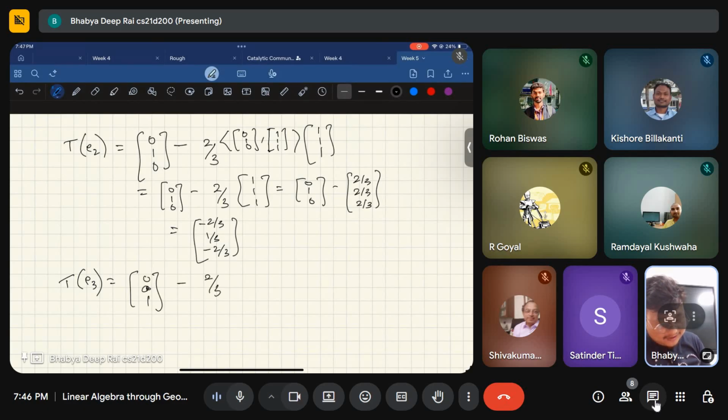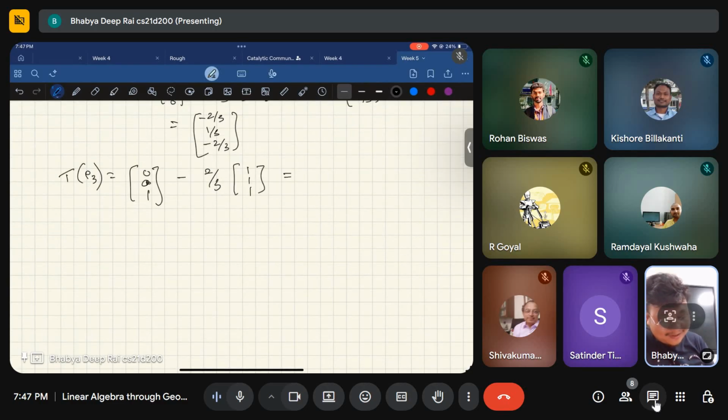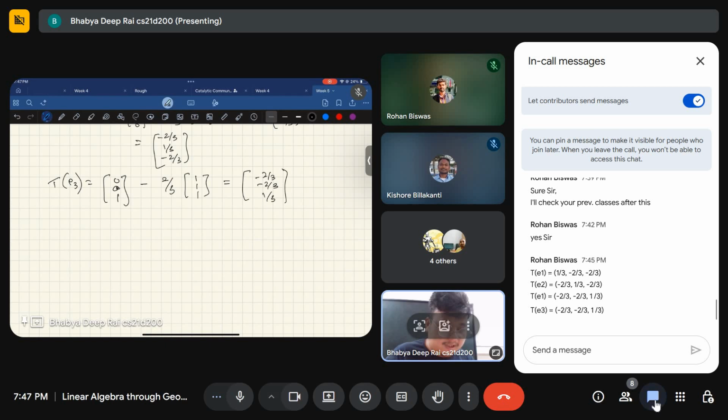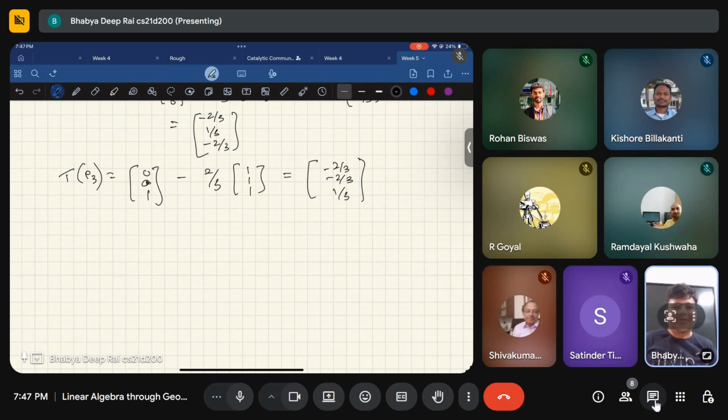And T of E3 equals 0, 0, 1 minus 2 by 3. We don't need to write the inner product. It's going to be 1 and 1, 1, 1. So it becomes 2 by 3, 2 by 3, 2 by 3. So it simply means this is minus 2 by 3, minus 2 by 3, and this is 1 by 3. Okay, good.